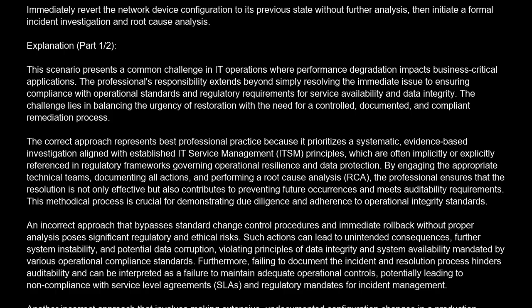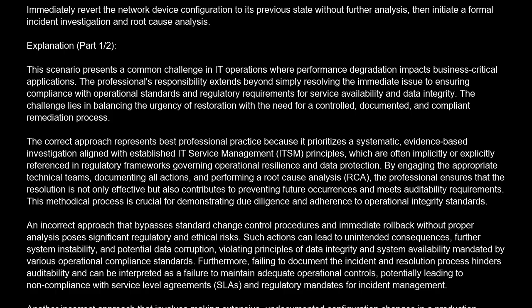Furthermore, failing to document the incident and resolution process hinders auditability and can be interpreted as a failure to maintain adequate operational controls, potentially leading to non-compliance with service-level agreements, SLAs, and regulatory mandates for incident management.